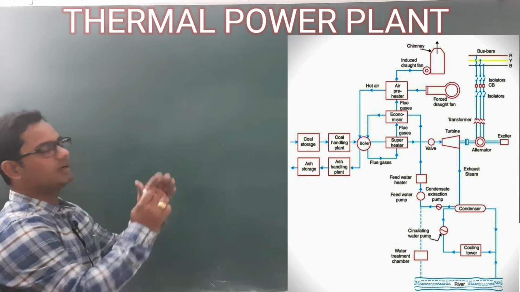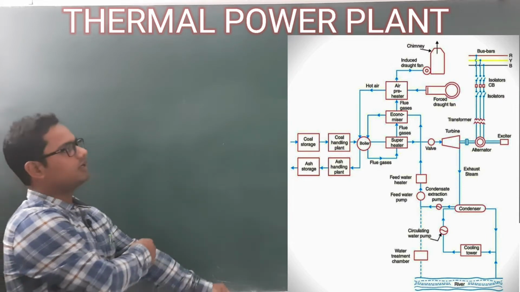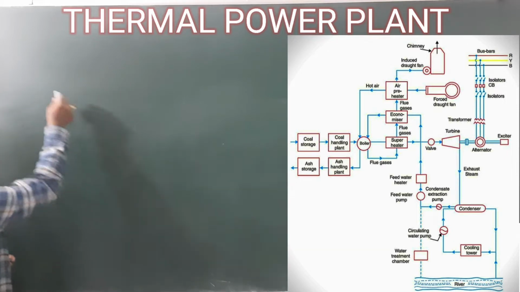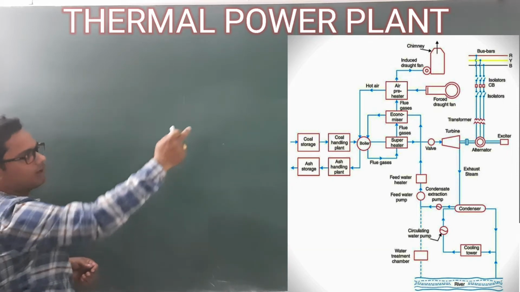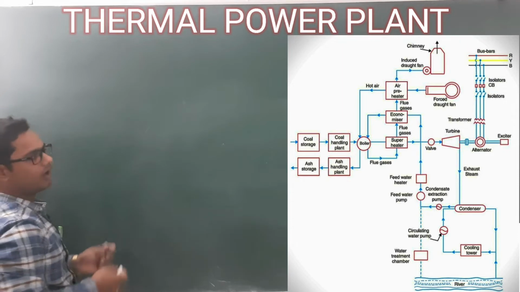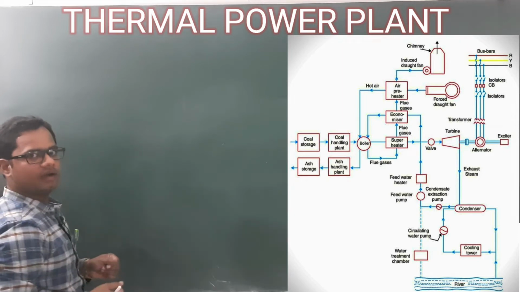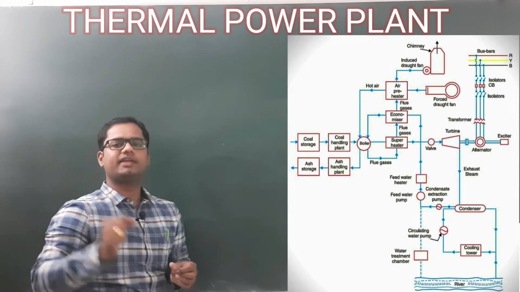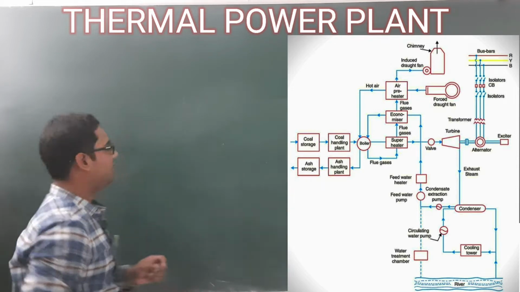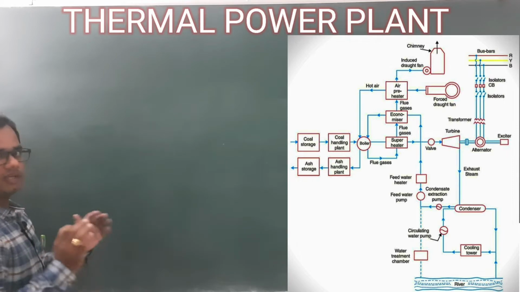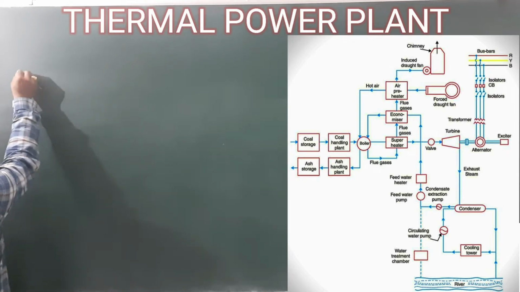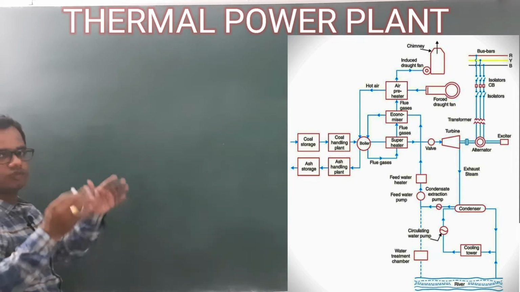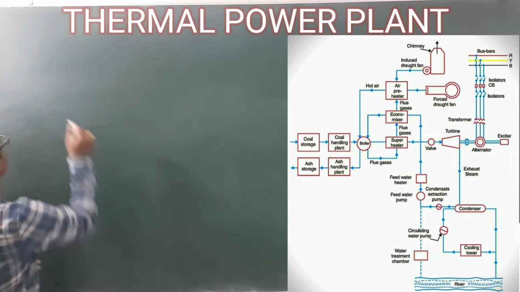So how to draw the diagram, how will it start? Look at the board. For the thermal power plant, a number of parts are there. I will draw each part and we will try to explain the properties as well as the working of the different parts. The basic requirement of your power plant is coal, and the coal is carried from your coal mine and stored in your power plant area. This is called coal storage.